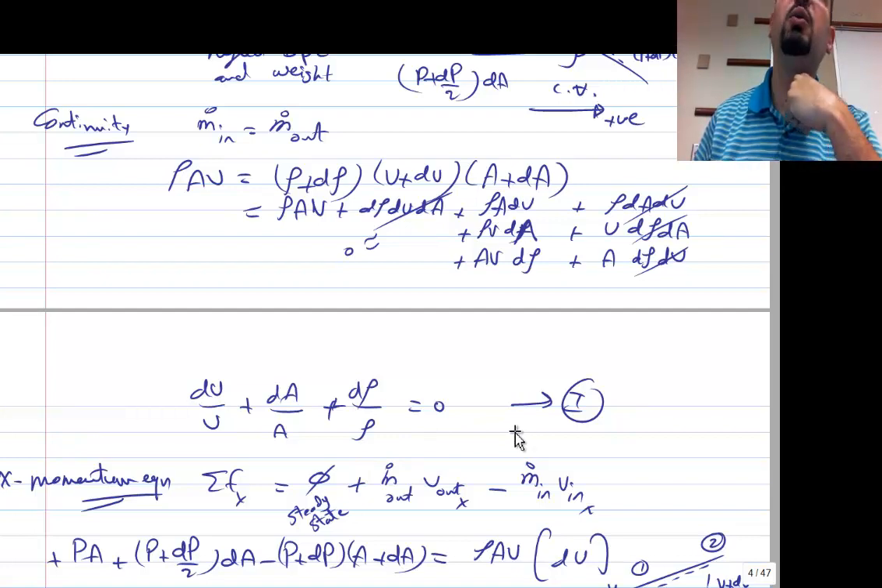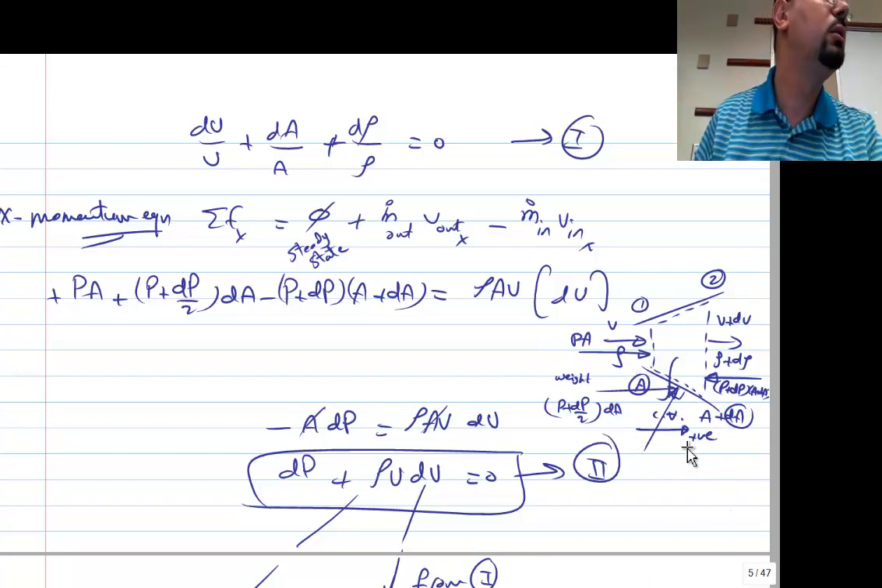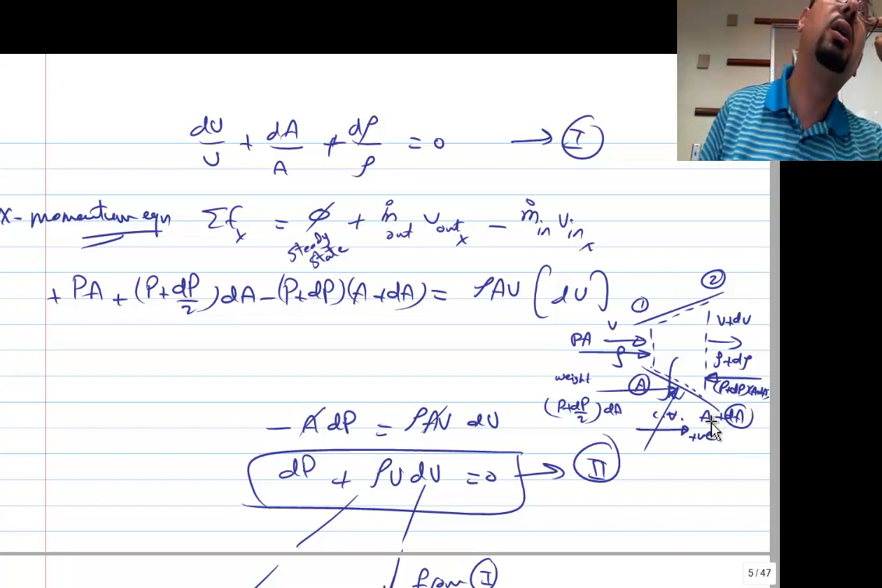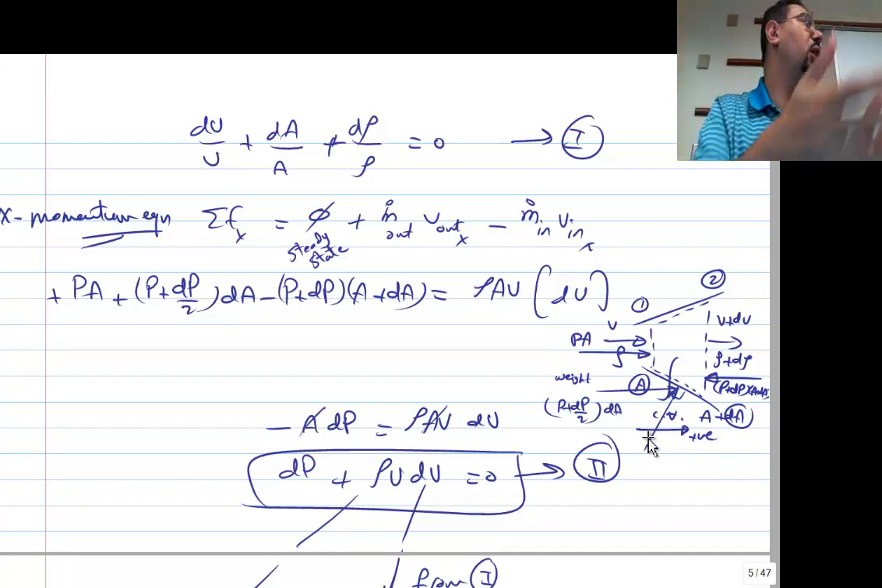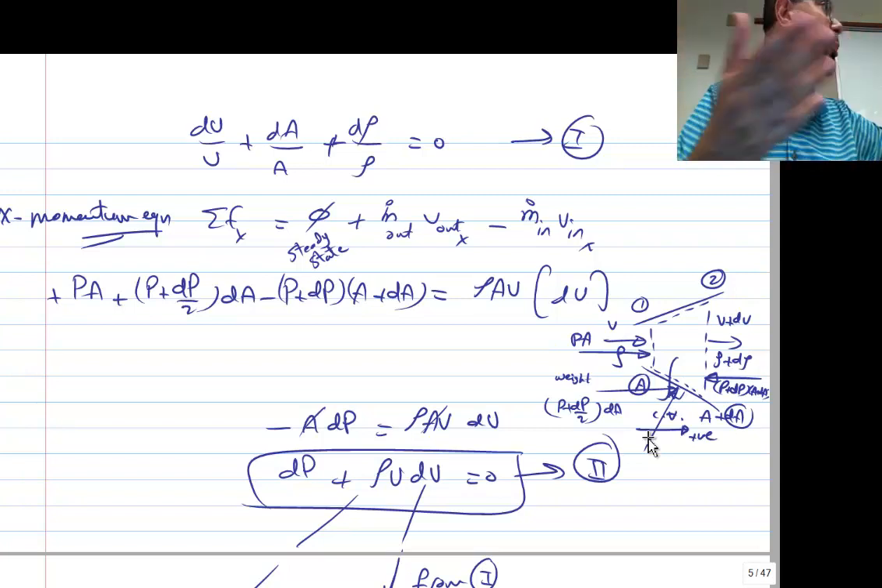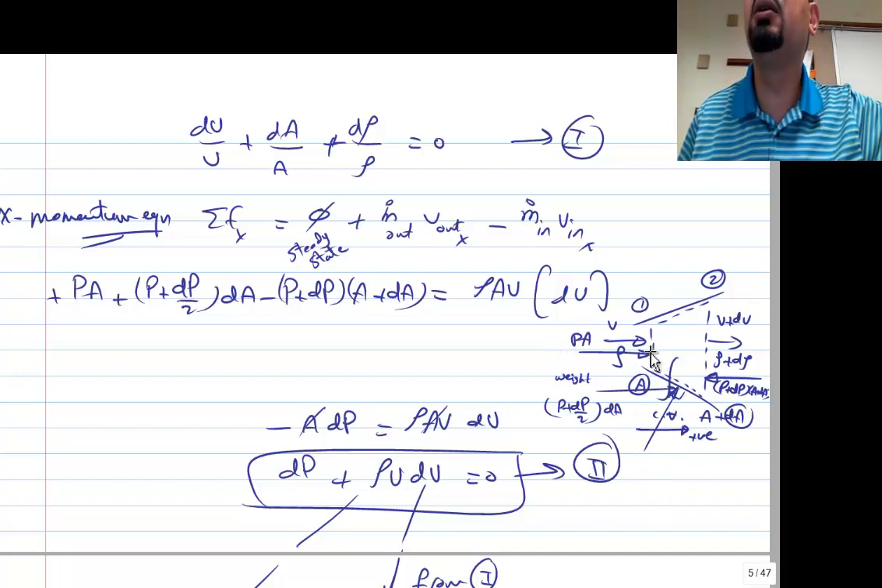Good. Second equation, momentum equation. To write the momentum equation, what do I need? I need to define my control volume. Here is my control volume. Second, I would like to point out where the positive direction is. Third, I would like to put in the forces, so I can say that the forces are equal to the change in momentum: m dot out V out minus m dot in V in. So here is the plus, here are the forces. What are the forces? P A in this direction, and (P plus dP) multiplied by (A plus dA) in this direction.